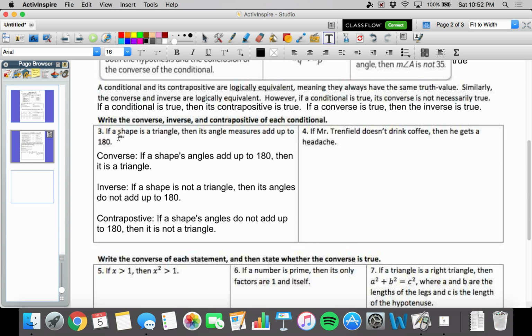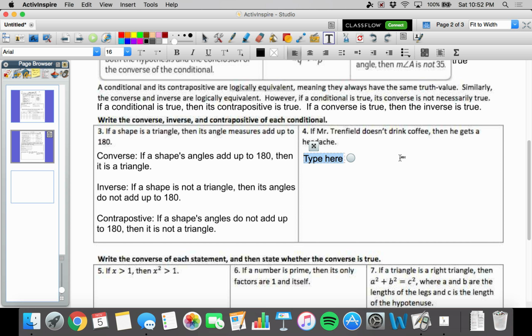Inverse, I took the original statement and I put a not in both of the clauses. So now we have if a shape is not a triangle, then its angles do not add up to 180. And the contrapositive is when you negate and switch. So if a shape's angles do not add up to 180, then it is not a triangle. And in this one, all four of these statements end up being true. So if a shape's angles add up to 180, then that shape has to be a triangle. And if a shape is not a triangle, then its angles will not add up to 180. And the contrapositive we know is true because the conditional is true.